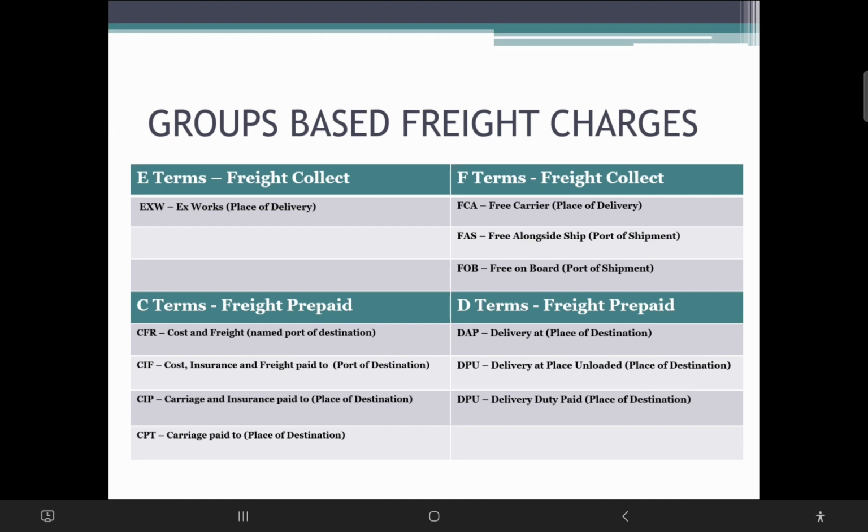Freight prepaid in the sense that whoever is contracting, the seller or beneficiary or exporter, will be paying the freight in advance. So if you are coming across CIP, in the document you always see freight prepaid or freight paid. Okay. Any doubts so far?